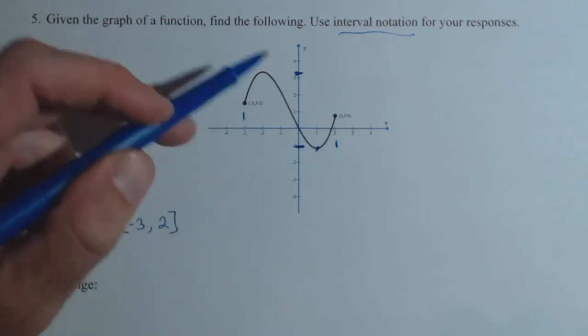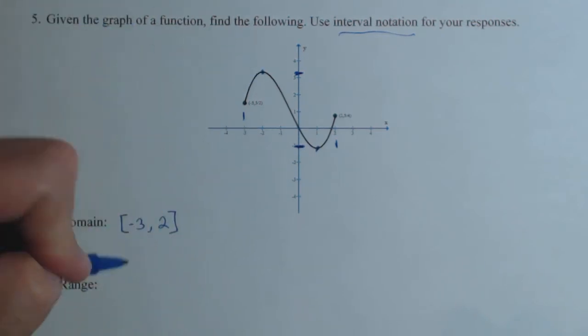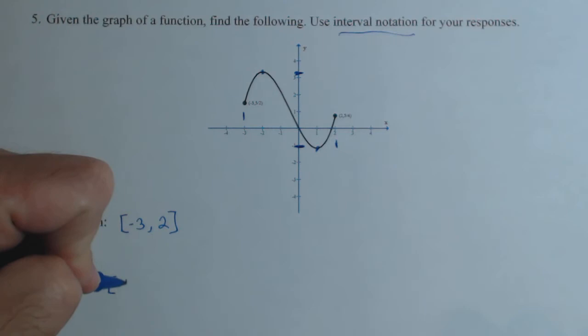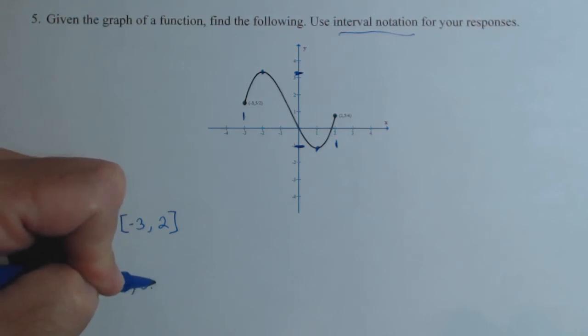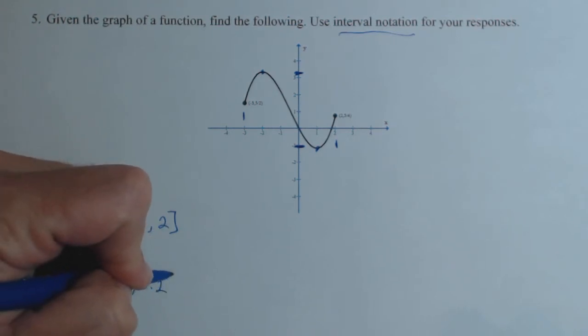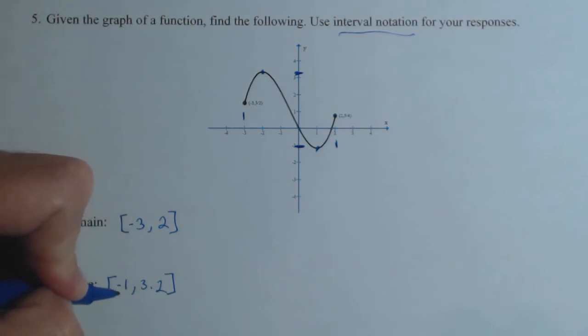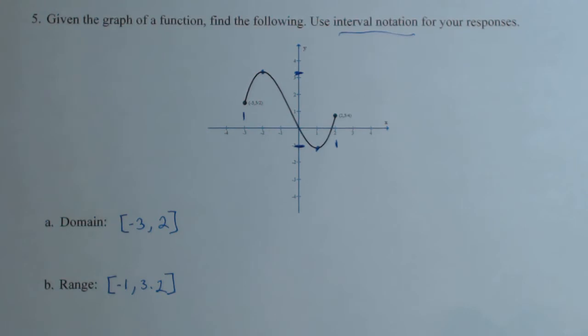Again, we see there that point's included and that point's included. So -1 to 3, let's say 3.2. We'll estimate it a little bit. And again, now we only use y values in the range.